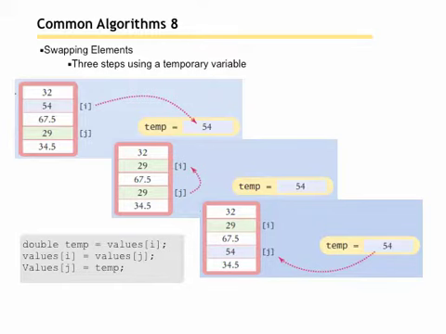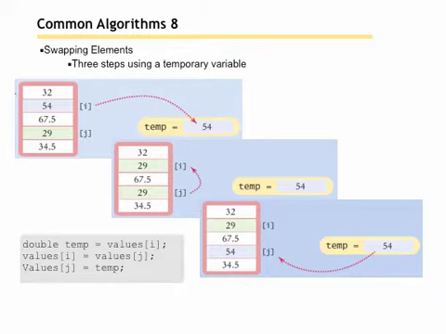So another common algorithm is to have to swap elements, and this is very useful in sorting. There are 3 steps that exist in every swap algorithm. You have to create a temporary variable that's of the same data type as the elements in the list. You have to move an element into that temporary variable, then into that location. In this example, into values sub i, we move values sub j, and then into values sub j, we move temp.